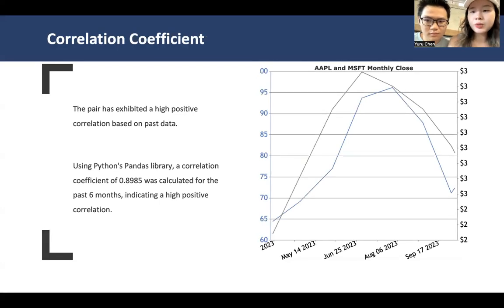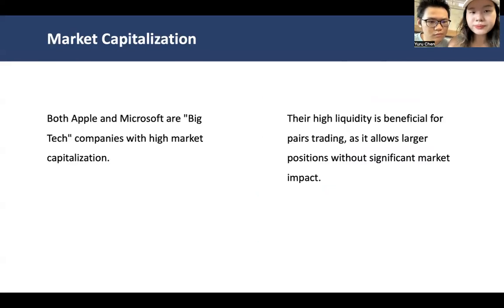This is a simple plot of the two companies' closing prices. We can see that Apple and Microsoft move almost in the same direction throughout 2023. So the pair has exhibited a high positive correlation based on this year's data. If we use Python's pandas library, we can see a correlation coefficient of around 0.9, which is a very high correlation.